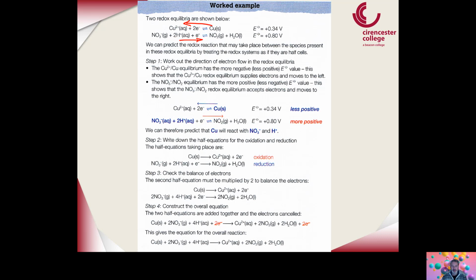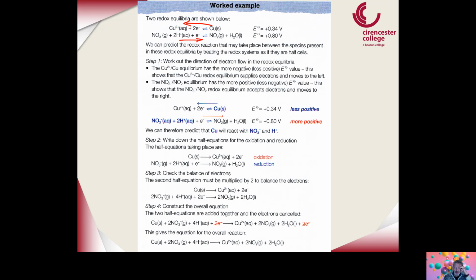So we can predict that copper will react with nitrate and H+, so we must have acid in there. Write down the half equations. We can then state that this one's oxidized. It's going from copper to copper 2+, which is the reverse of the way we've written out the E cell value. And this one is going in the right direction as written down here, so that's reduction. We then need to balance up electrons. Actually, this one's only got 1 electron and that one's got 2 electrons.